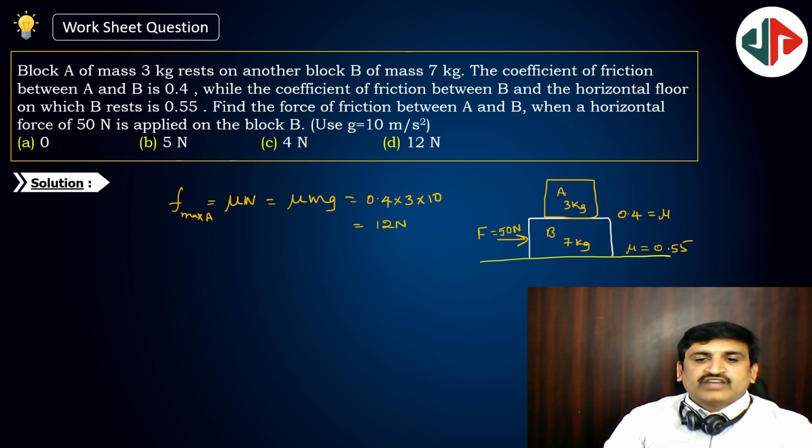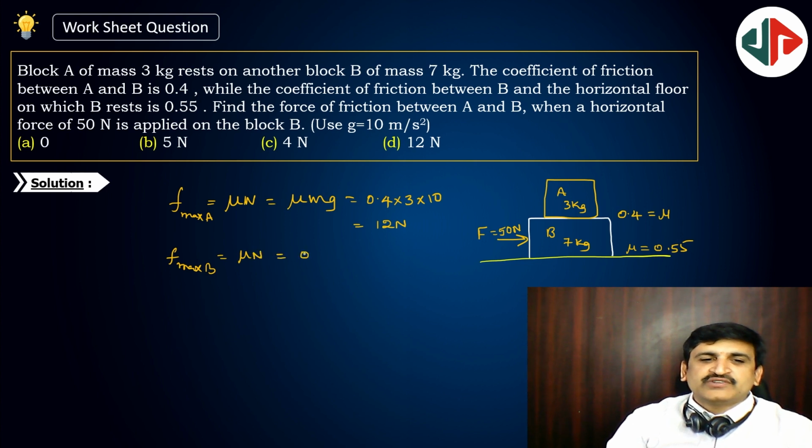Now we are going to calculate the maximum frictional force F maximum for B, which is equal to mu N. Mu is 0.55 and N is 7 kg plus 3 kg, the total normal reaction force on block B. So 10 kg, and 10 into g, where g is 10, will be 100. 100 times 0.55 means 55 Newtons.